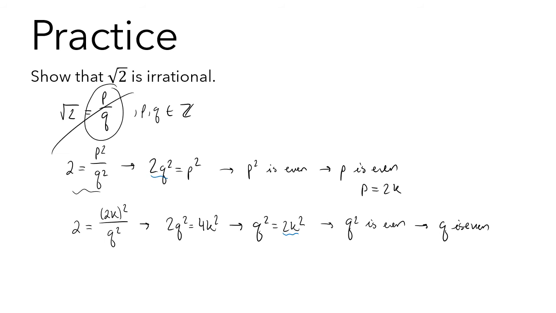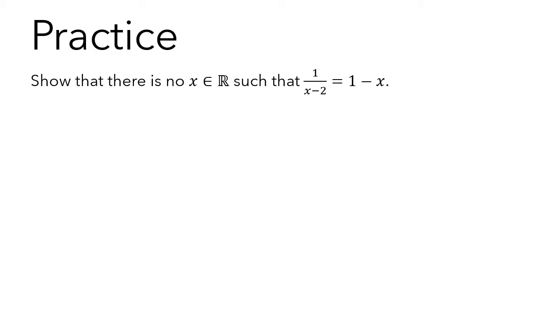So that's how the proof goes. You show that p squared is even, which implies p is even, write p equals 2k, and then show that that implies that q squared is even and q is even, and you show that it's impossible to write it as a fraction. Let's try this one.